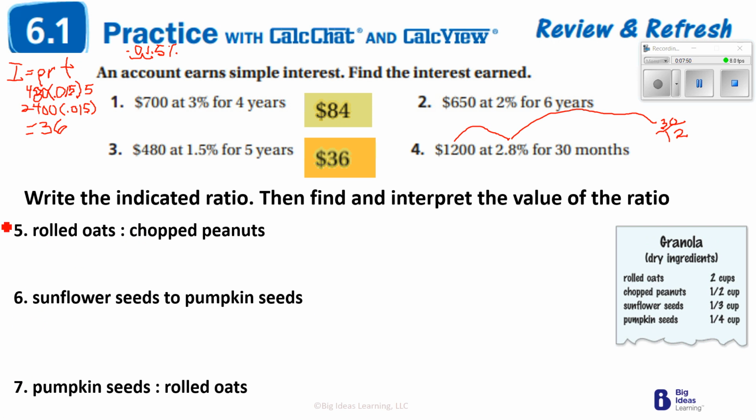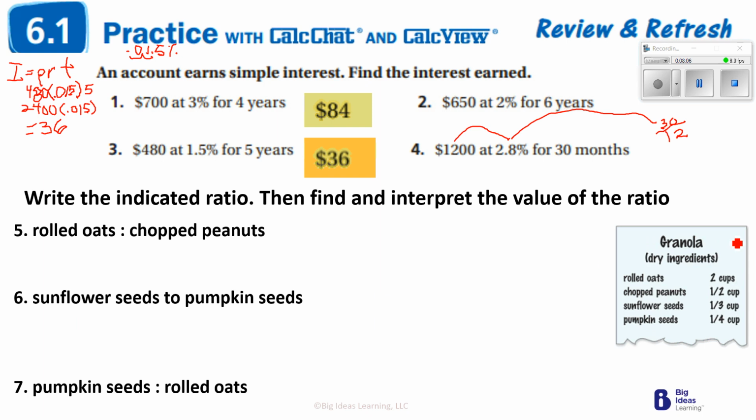All right, next is number 5. Write the indicated ratio, and then find and interpret the value of the ratio. Well, it says the ratio is rolled oats to chopped peanuts. When I look at this, I see that rolled oats is 2. Chopped peanuts is 1/2. So that's a ratio of 2 to 1/2. It says, then find and interpret the value of the ratio. Remember, this is going to be 2 divided by 1/2.